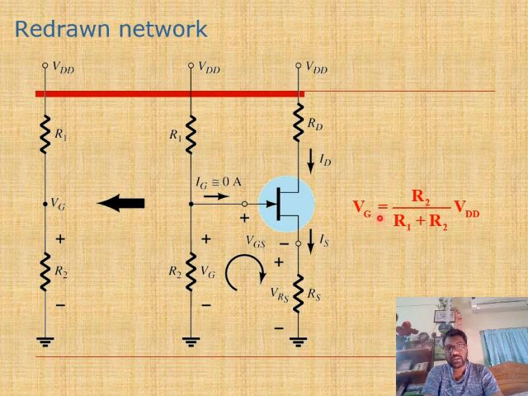So VG is here. VG is equal to R2 by R1 plus R2 into VDD, that I was talking about. As the upper line is all VDD, it is a common supply. So this VDD value will be divided between R1 and R2, and the voltage drop across the R2 resistance will appear across the gate to source terminal.